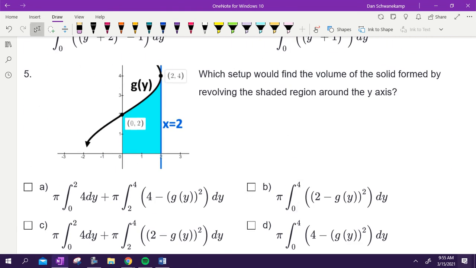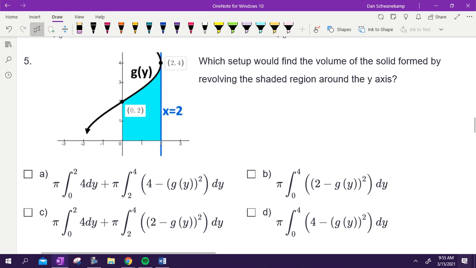Let's look at 5. Which setup would find the volume of the solid rotating around the y-axis? So we're rotating it around the y-axis. That means I've got lines drawn like that. Those are going to be our radius. Is this a disk or a washer question? It is both. Okay, good. I heard a little bit of both.